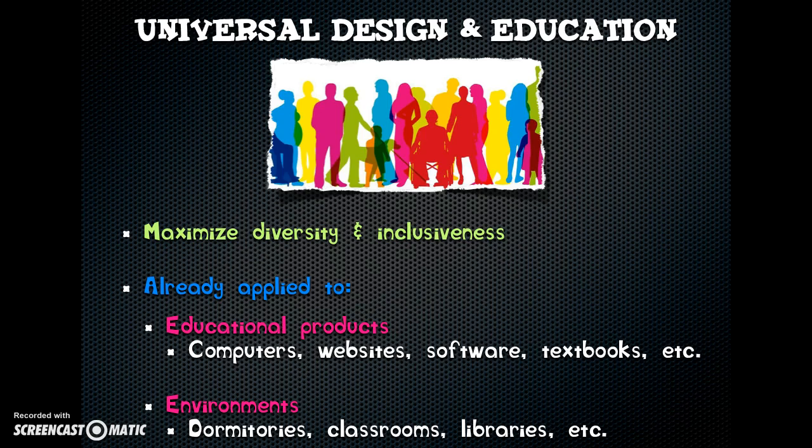Now that we know a little more about universal design, how does this apply to education? What's great about universal design is that it benefits all students to maximize diversity and inclusiveness. It has already been applied to many educational products such as computers, websites, software, textbooks, and lab equipment, and also environments such as dormitories, classrooms, libraries, and distant learning courses.